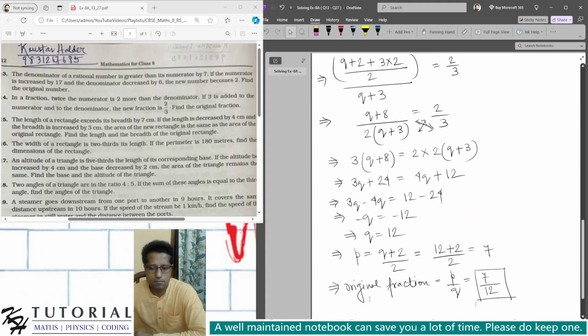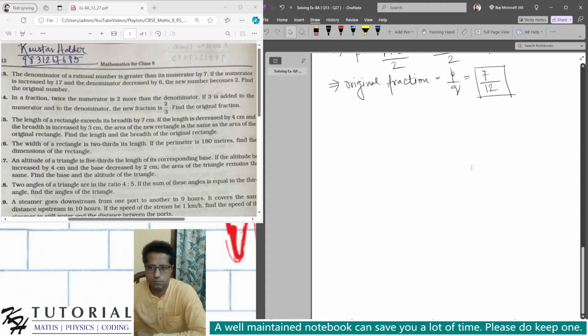Okay, let's do problem number 15. The length of a rectangle exceeds its breadth by 7 centimeter. If the length is decreased by 4 centimeter and the breadth is increased by 3 centimeter, the area of the new rectangle is the same as the area of the original rectangle. Find the length and breadth of the original rectangle.